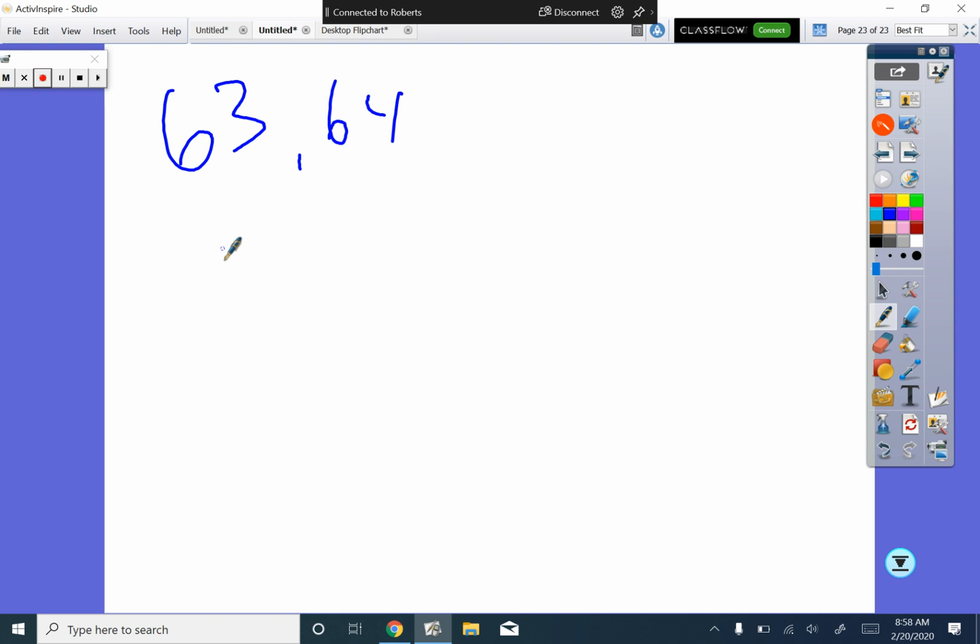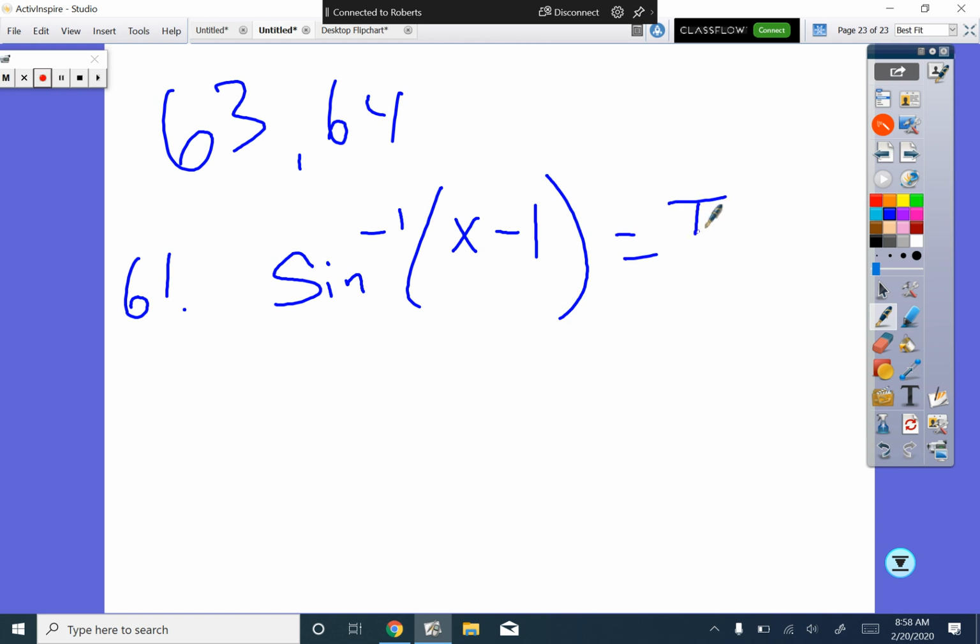I'll do number 61 since that wasn't one of our problems. So we have inverse sine of x minus 1 equals pi halves. So how do I go about this? Wouldn't that be x minus 1 equals sine of pi halves? It does, because I can flip it back and forth, right? Here's its inverse. That means that sine of pi halves equals x minus 1.